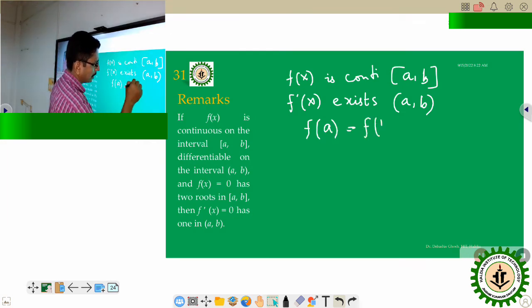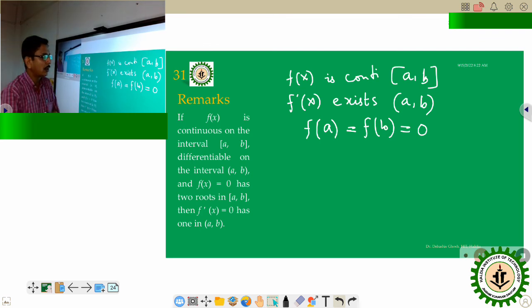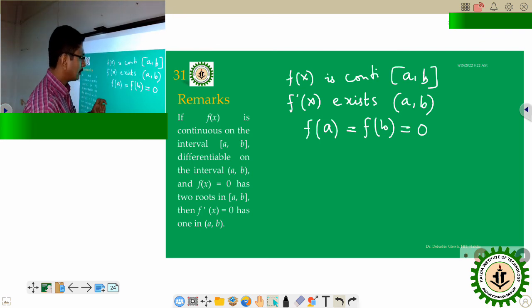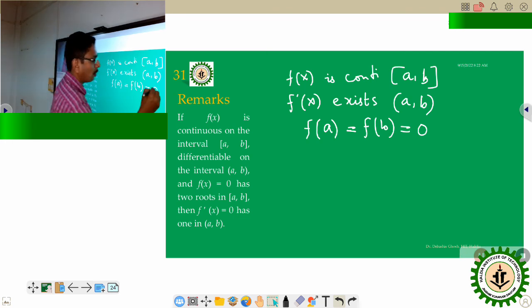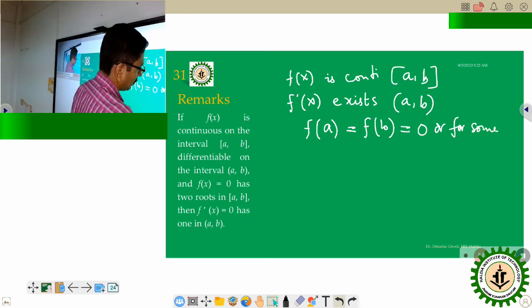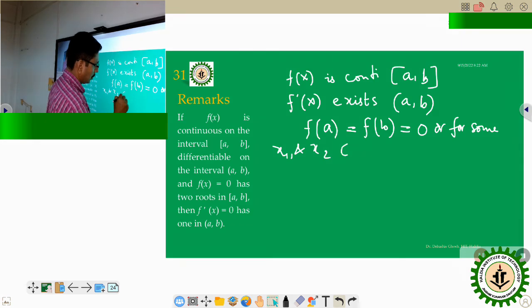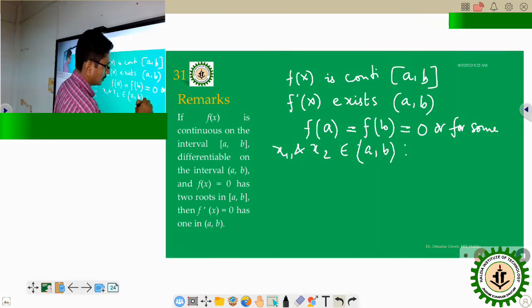Or it may be that instead of a and b, at some points x1 and x2 lying in between a and b, f(x1) and f(x2) are 0. That is, for some x1 and x2 belonging to the open interval (a, b), such that f(x1) = f(x2) = 0.